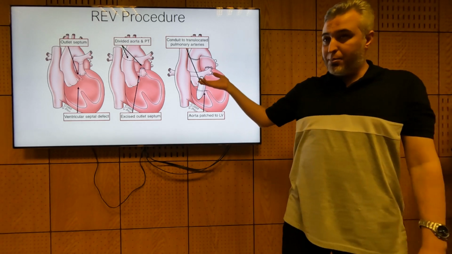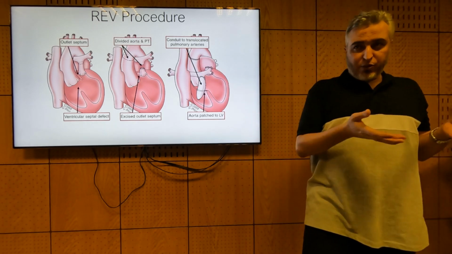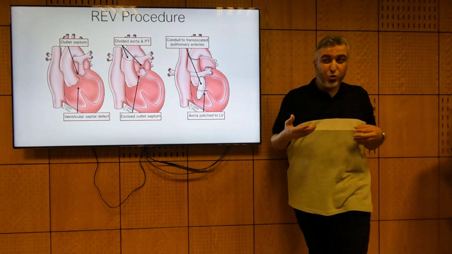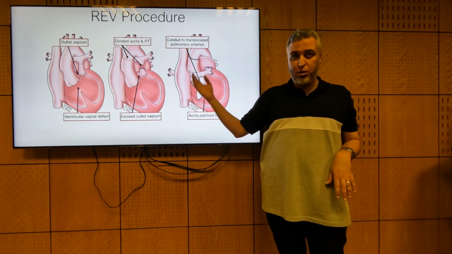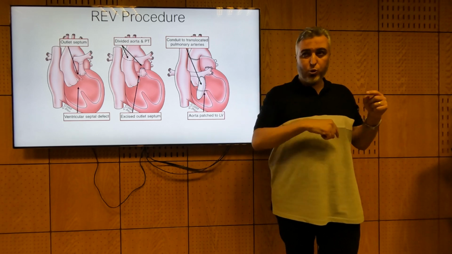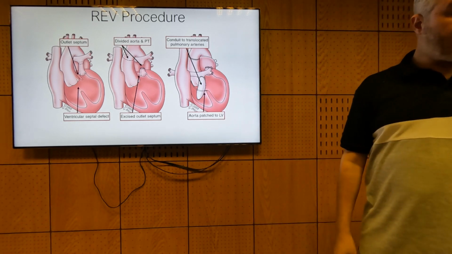The benefit here is that if you're not putting in a conduit, you do not have to wait until the patient grows older. So this operation can be done as a primary operation in the young, without having to do a previous shunt. Like Fallot. Yes.